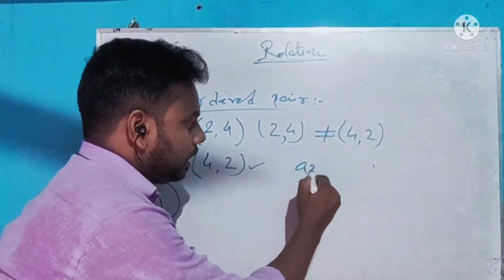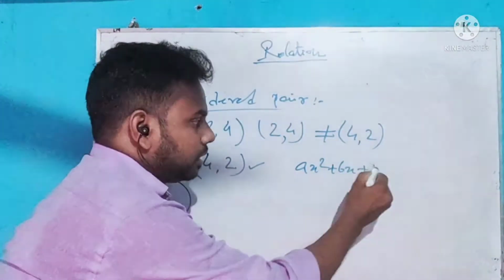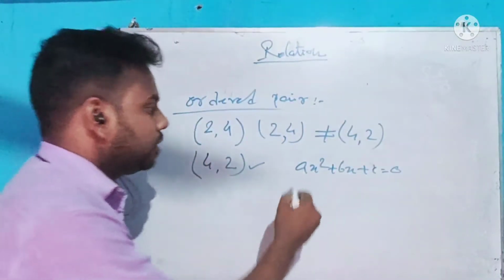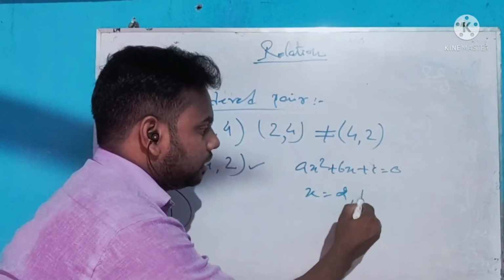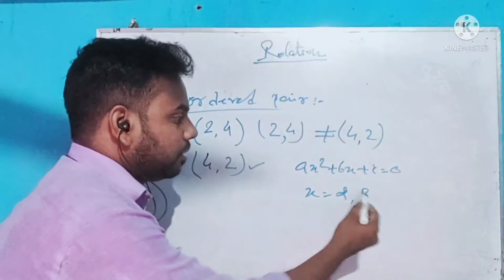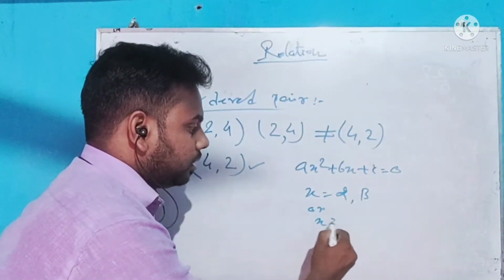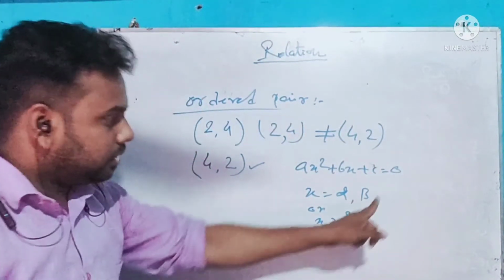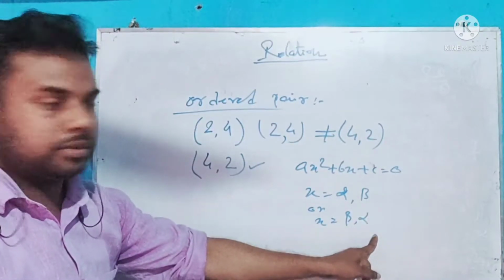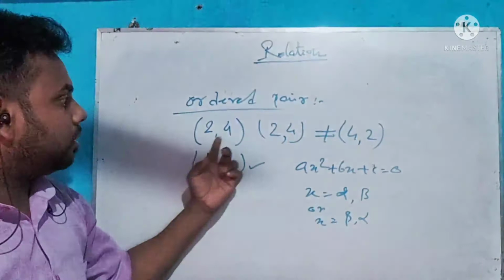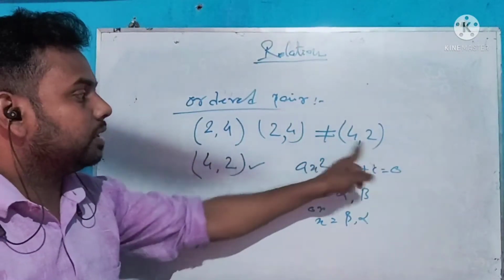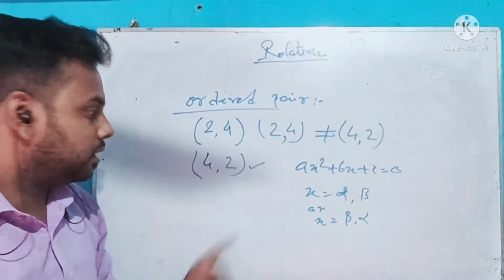Suppose ax² + bx + c is a quadratic equation and we have a solution. Suppose the solutions of x are alpha and beta. If we write alpha, beta, or if we write beta, alpha, these two represent the same thing; the order is not important. But for an ordered pair, order is important because these two represent two different points.